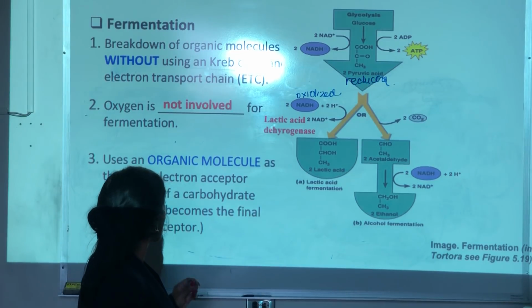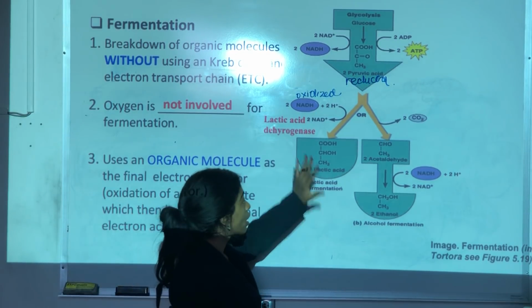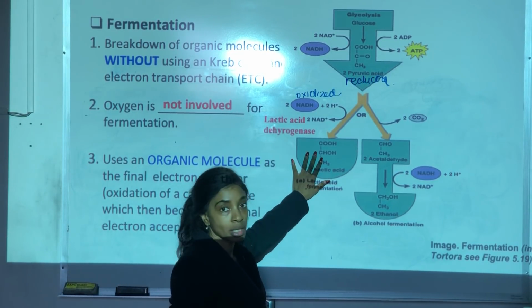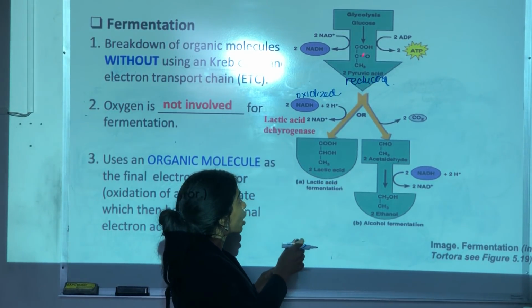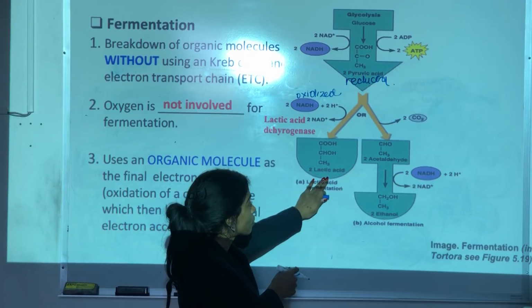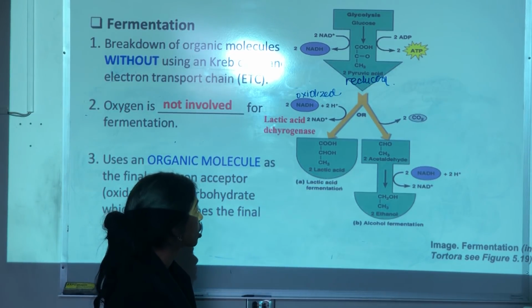So who's collecting the electrons in lactic acid fermentation? Lactic acid, right? They collected electrons around the second carbon, right? So this will be the terminal acceptor.